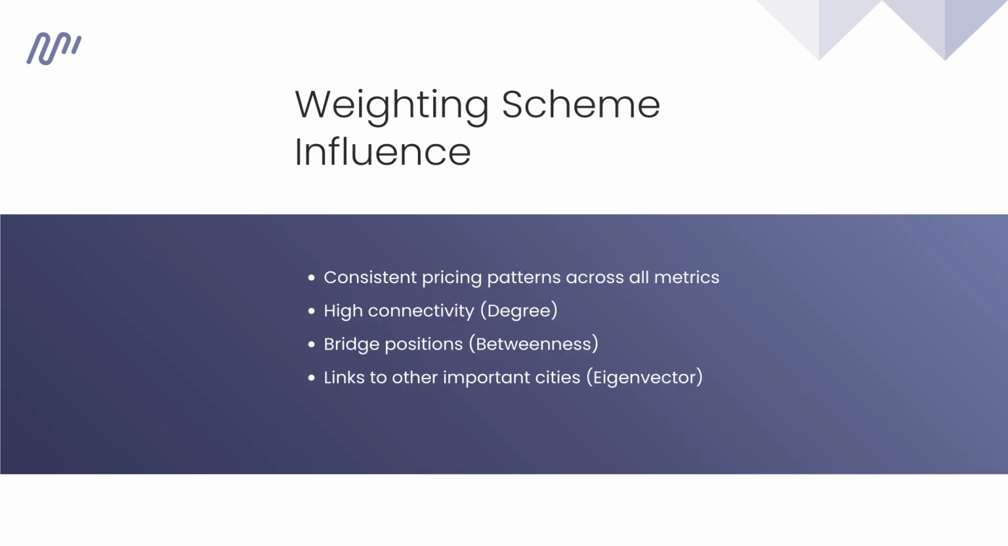Despite using three different mathematical weighting approaches, equal weights, correlation-based, and entropy-based, the top five cities are identical. But why? These cities, Islamabad, Rawalpindi, Gujranwala, Faisalabad, and Multan, are major economic hubs with consistent pricing patterns, high connectivity, bridge positions, and links to other important cities, and their centrality is robust across mathematical formulations.